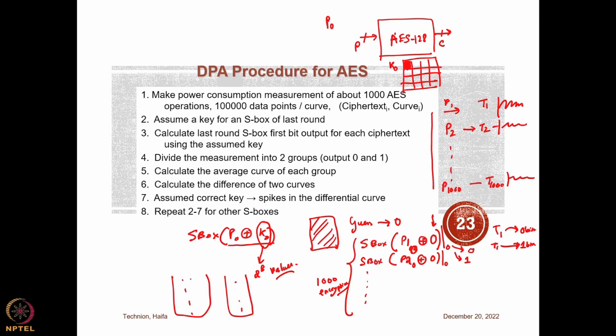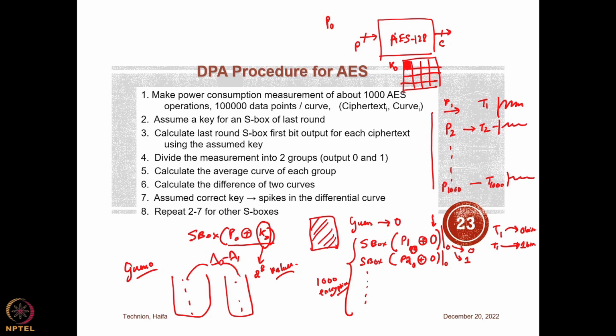And I find out the difference of means. I calculate this delta 0 minus delta 1 for this guess 0. This is dependent upon the guess 0. Now suppose I get this result that this difference of mean is 0 or very close to 0. Then what does it indicate? It indicates that I have done this partition randomly.